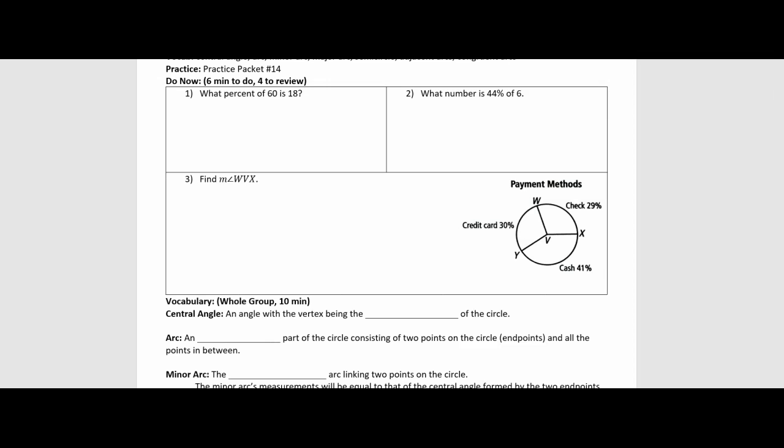All right, so number 1 says, what percent of 60 is 18? Well, we can make this a ratio, 18 over 60. We know that this is actually going to give us 0.3. You could also do a fraction here if you wanted to. Divide both by 6. You're going to get 3 over 10, which is equal to 0.3. Convert this to a percent. Well, multiply by 100%. And that is going to give you 30%. So 18 is 30% of 60.